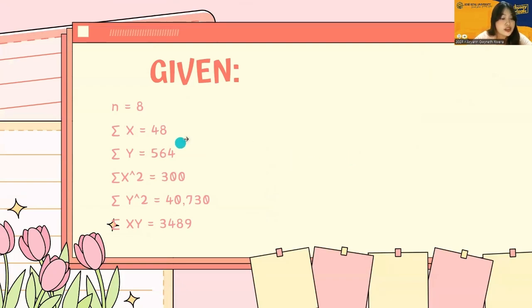So here's our final given. N is 8, ΣX is 48, ΣY is 564, ΣX squared is 300, ΣY squared is 40,730, and ΣXY is 3,489.